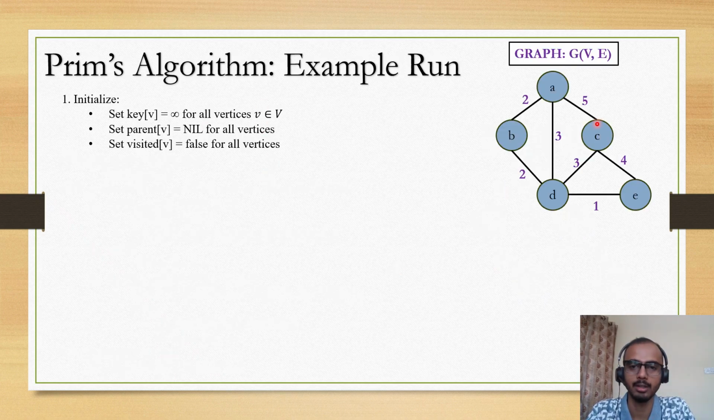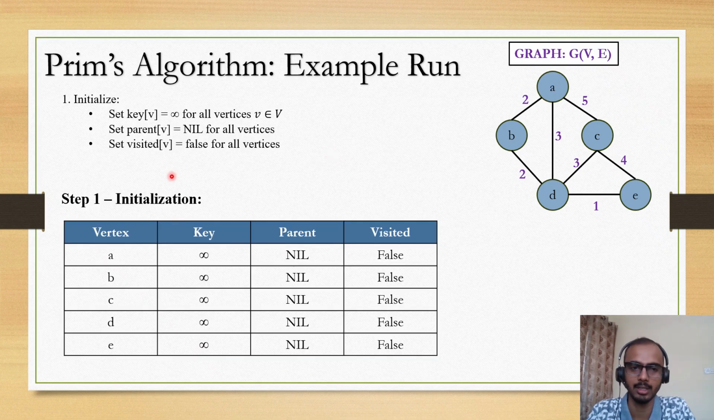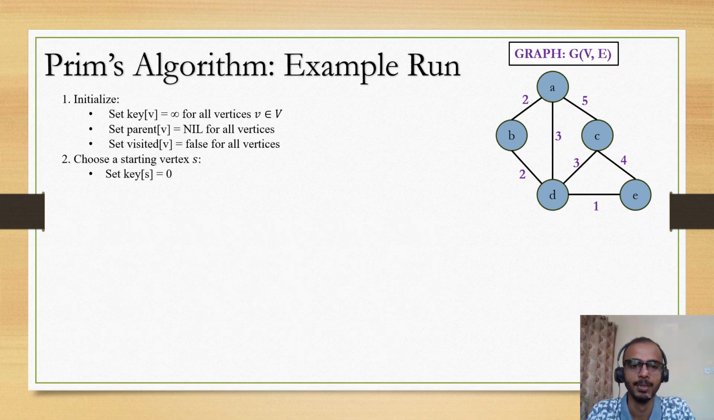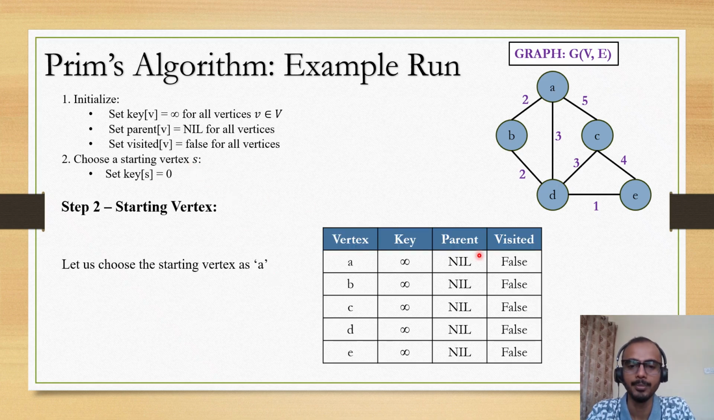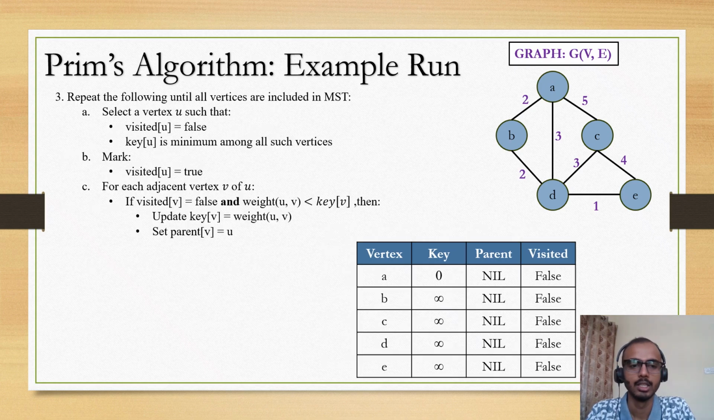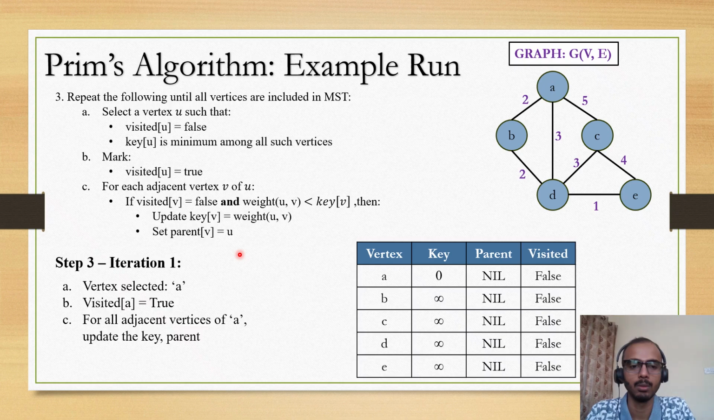Going through the example run, this is the graph, this is step 1, initialization. We have initialized as per the algorithm. In step 2, we choose the starting vertex to be A, and we make the key value 0 for that vertex. Step number 3 is the repeated iteration. We choose from the unvisited vertices the one whose key value is minimum. We take that vertex and make visited true.